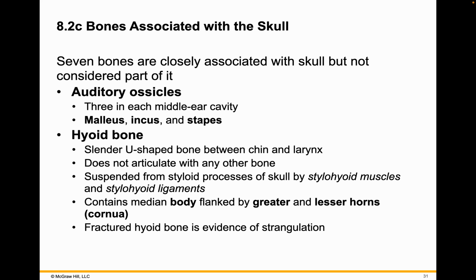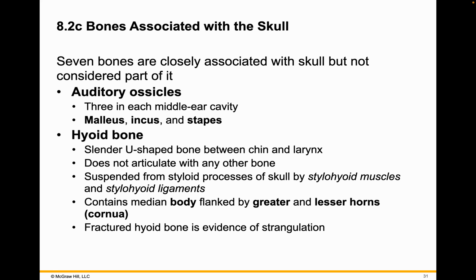There are 7 bones that are closely associated with the skull but not considered part of it. Three on each side are the bones of the middle ear: the malleus, the incus, and the stapes. The 7th one is the hyoid bone, which is a slender U-shaped bone between the chin and the larynx. It's known in trivia because it's the only bone in the skeleton that doesn't articulate with another bone.